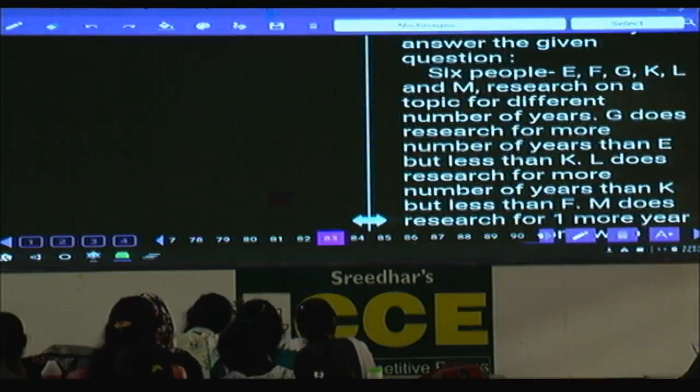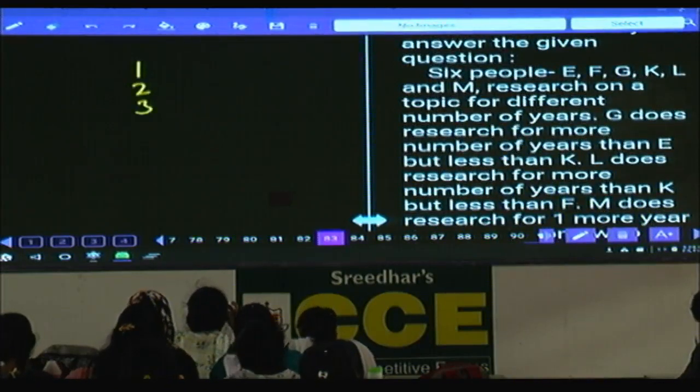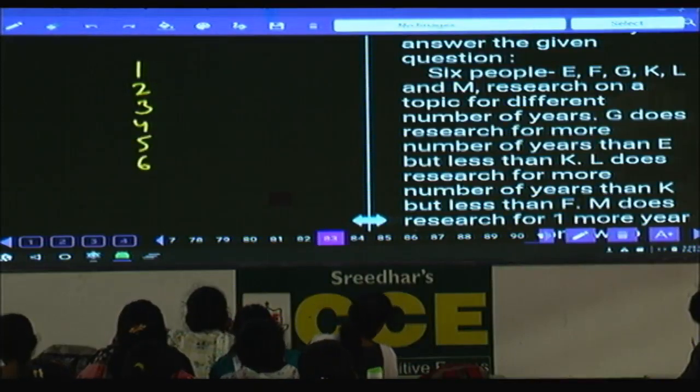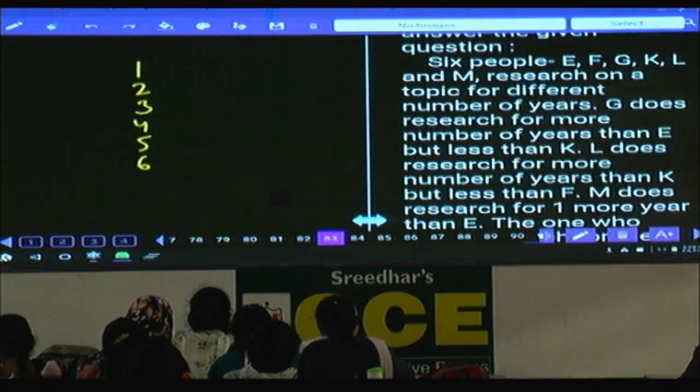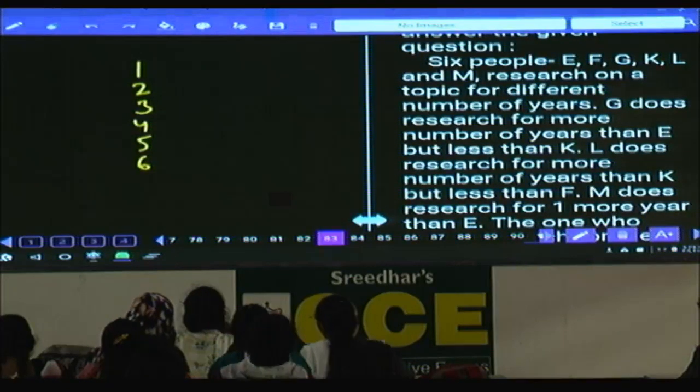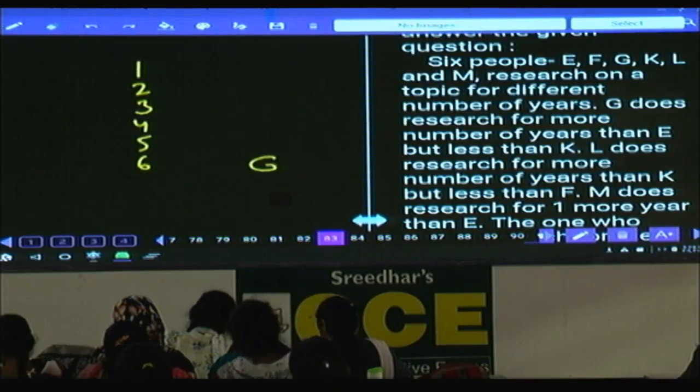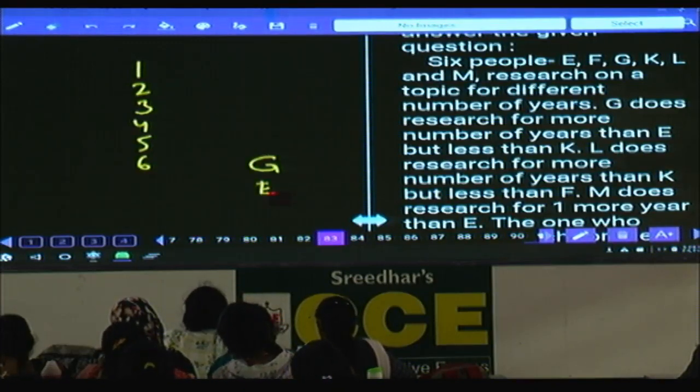83 to 85: 6 people do research on a topic for different numbers of years. These 6 people are being compared in the number of years they have done their research, and G does not research for more years than E. That means G researched for more years than E but less than K. K, G and E is the order, isn't it?